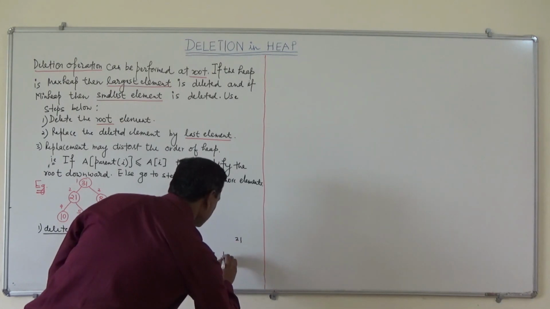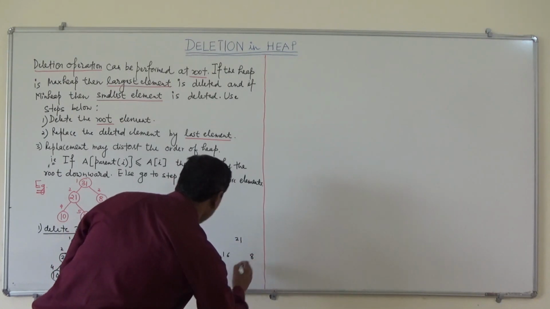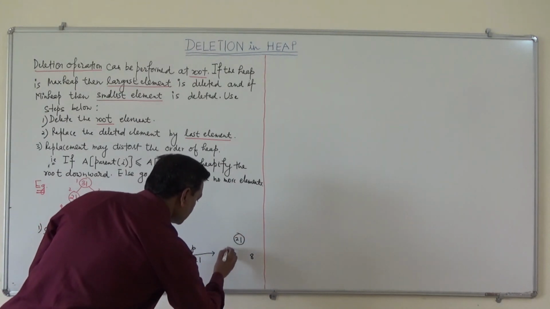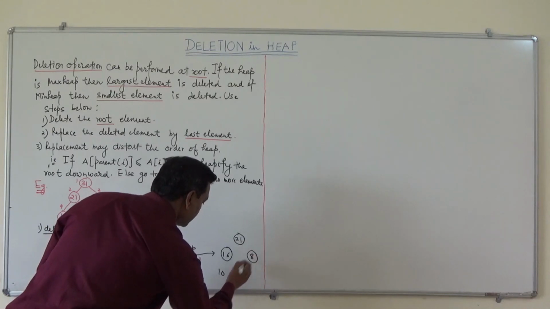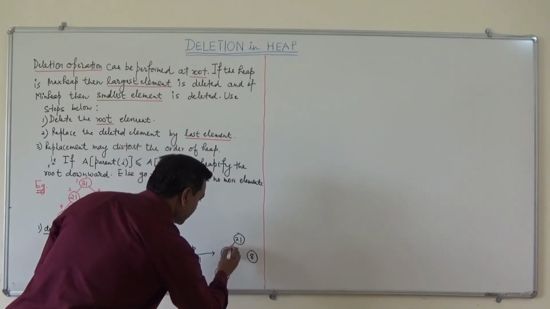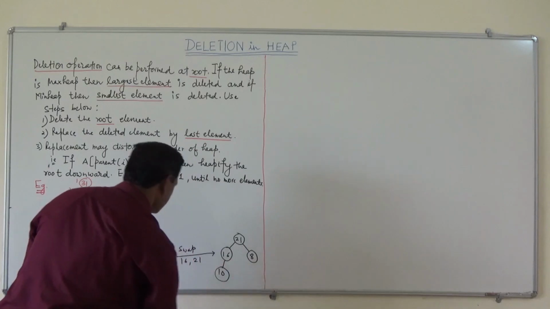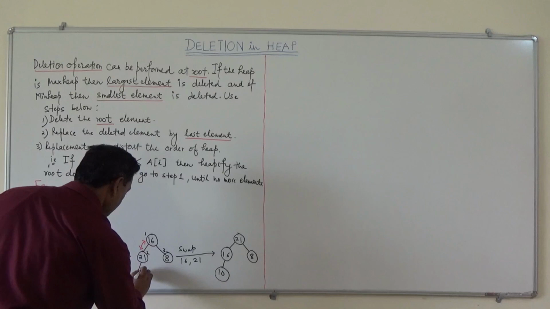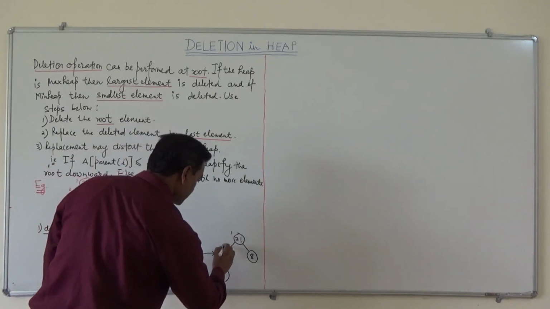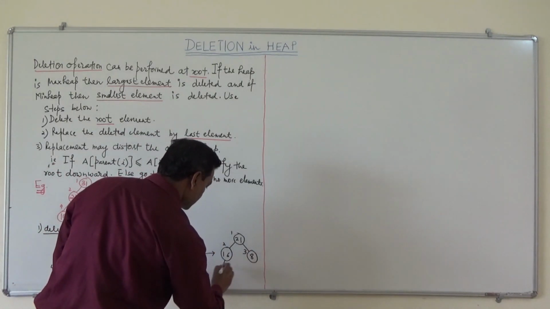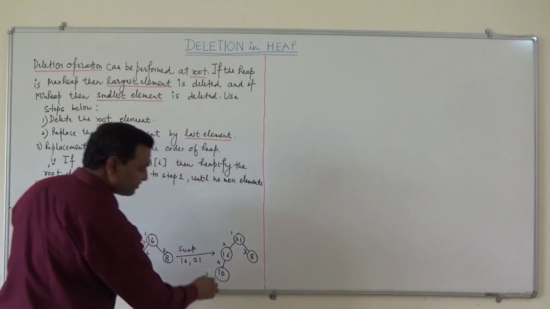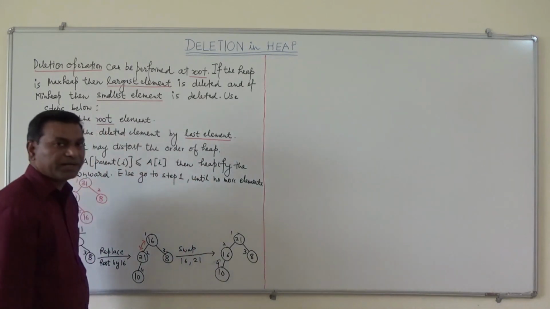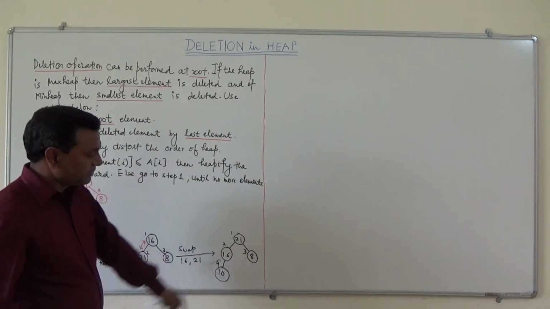21, 16, 8 and 10. 21, 16, 8 and then 10. So this is first, second, third, fourth. First, second, third and fourth. Now this is the max heap now. This is the max heap because the value of the parent is greater than the children.